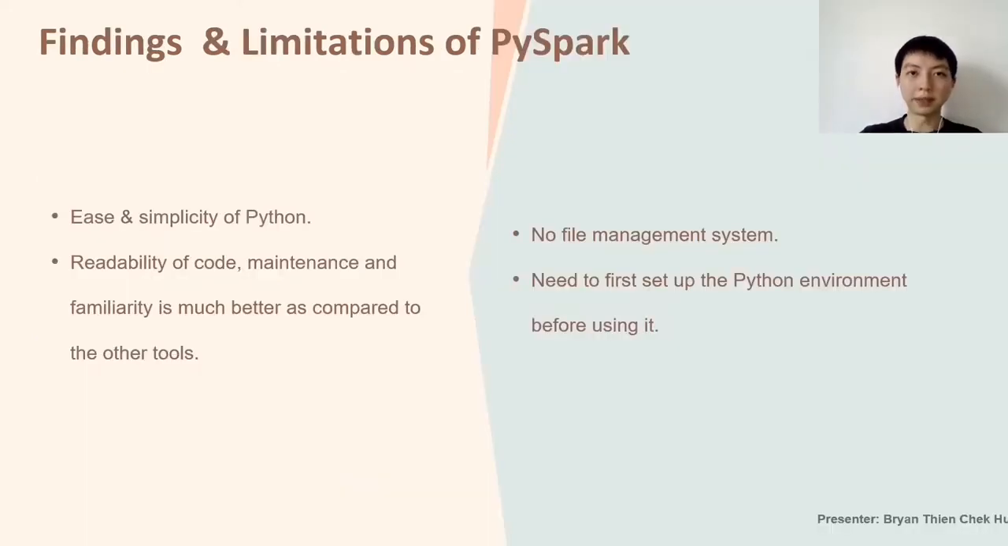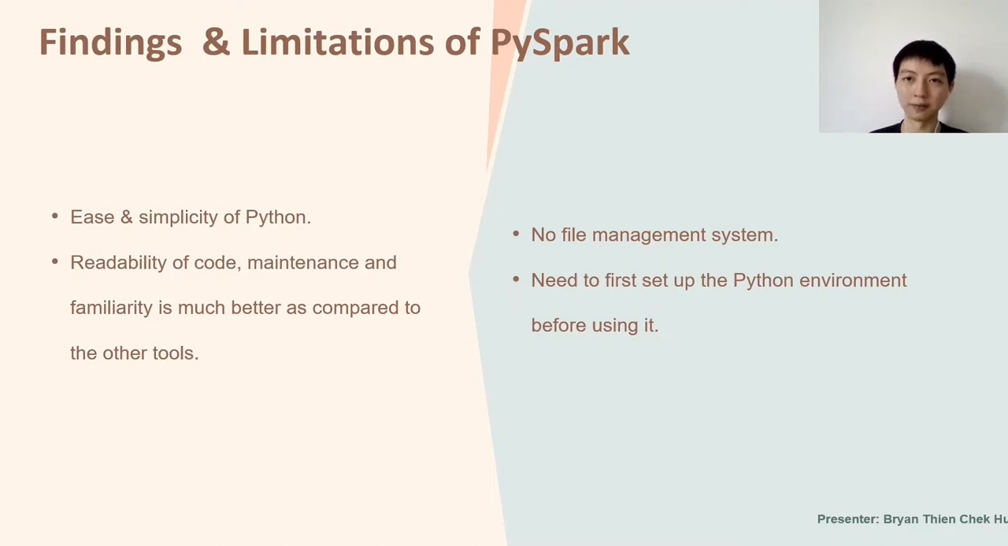As for the findings and limitations of Spark, we found that this tool is quite easy to implement because it can be directly used in the Python environment by just installing the packages inside. Besides, the readability of code, maintenance, and familiarity is much better compared to the other tools as well. However, for the limitations, it doesn't have any file management system, so it has to depend on other tools to manage files, such as HDFS. The second limitation is the need to always set up the Python environment before using it. This is somewhat inconvenient compared to the other tools, which can directly execute their commands in the terminal itself.